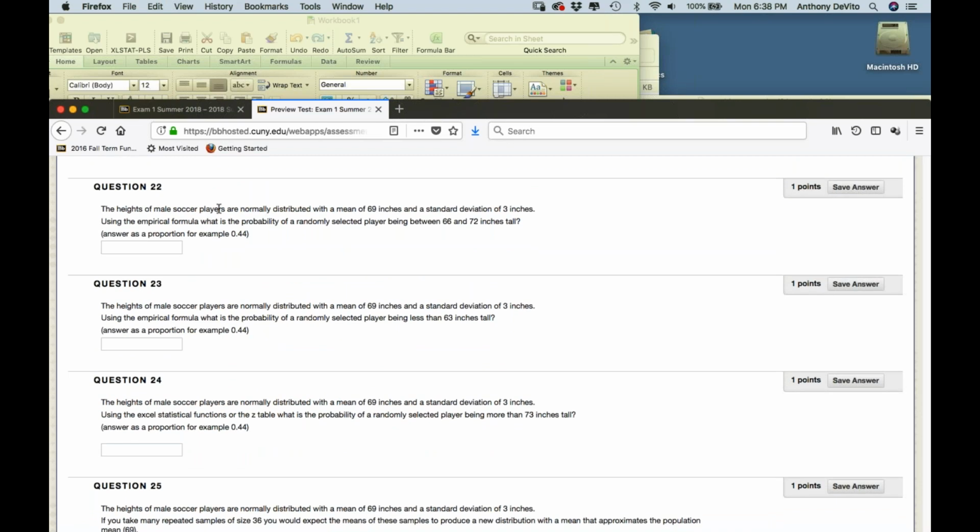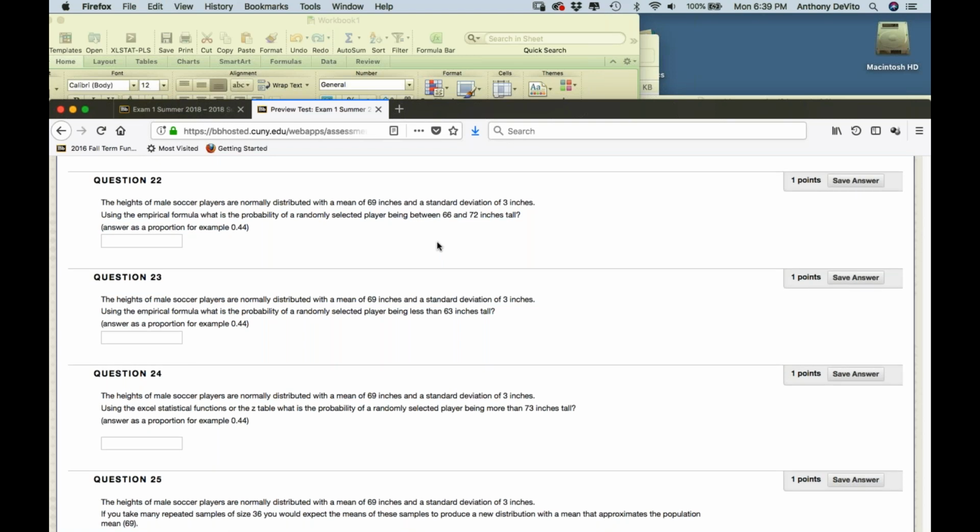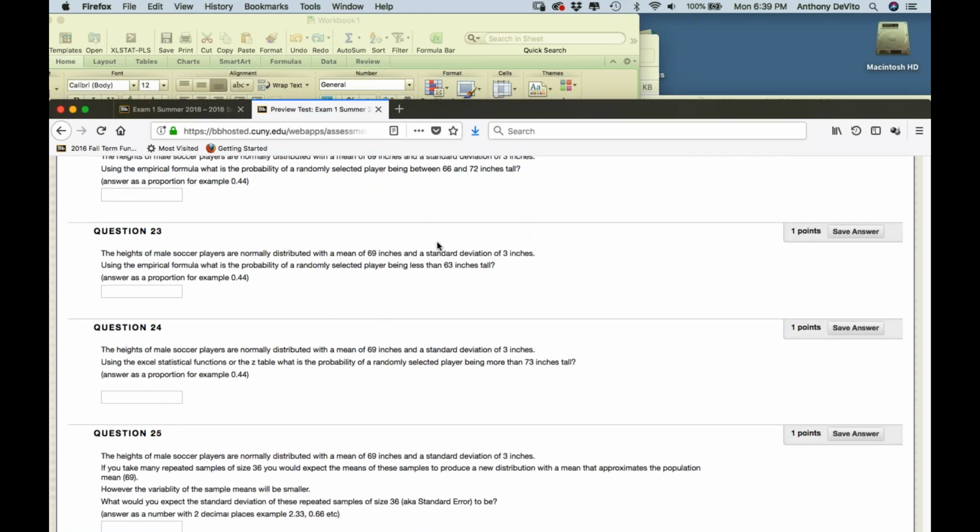The heights of male soccer players are normally distributed with a mean of 69 inches and a standard deviation of 3 inches. It's good that we're going to talk about this because this is where we're going with this stuff. Given the empirical formula, what is the probability of randomly selecting a player between 66 and 72 inches? Well, 66 is 3 inches under the mean of 69, and 72 is 3 inches above the mean. So we know that represents about 68% probability.